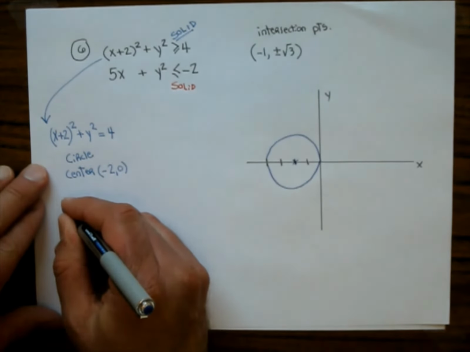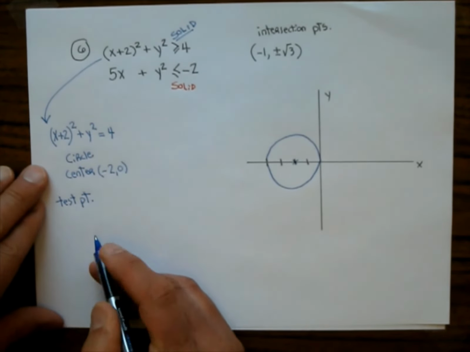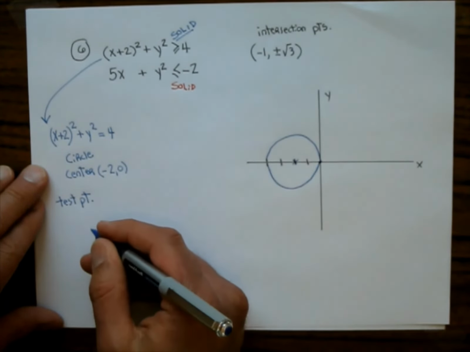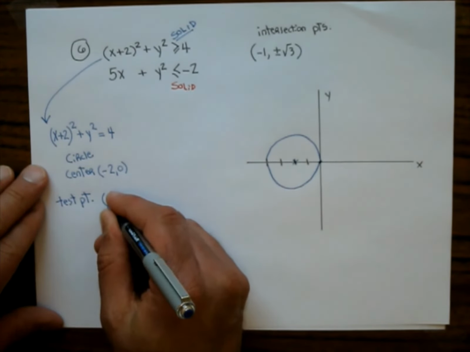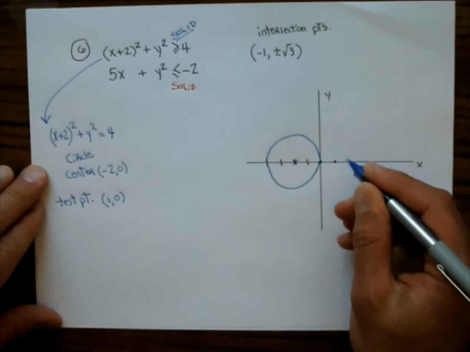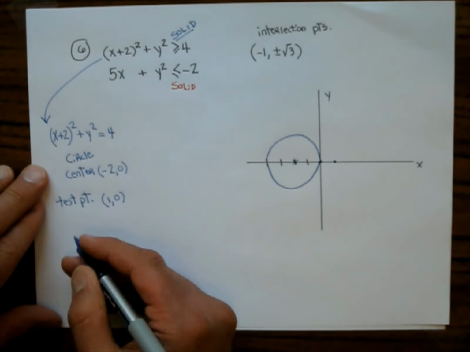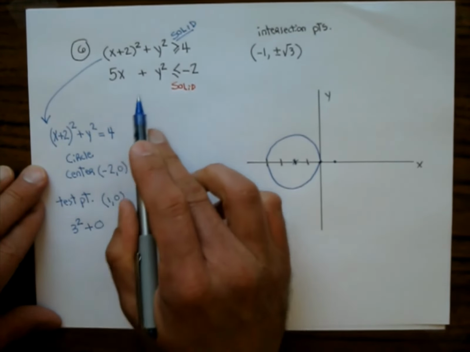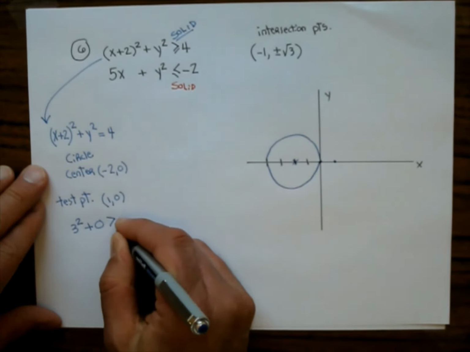Solid. Let's do our test point. Lots of times we like to say 0, 0, but we can't because 0, 0 is on the circle. So let's do maybe this point right here, which is 1, 0. Okay, so here's the test point, 1, 0. And we put 1 in for x, so I have 1 plus 2, that's 3 squared. And 0 in for y, and we've got to be careful. I'm pointing here, but we're going up to this original thing. So we have the same thing on the left-hand side, and this is greater than or equal to 4.